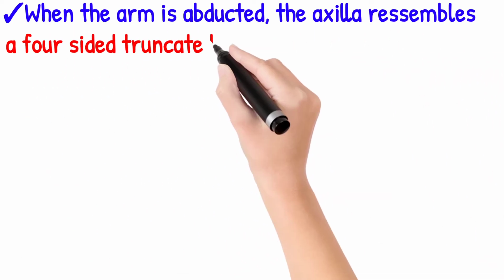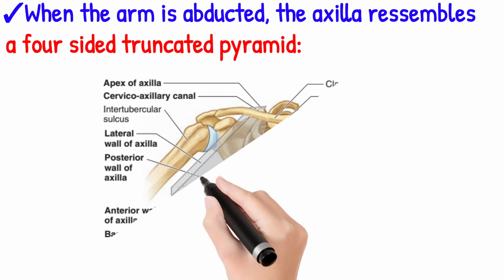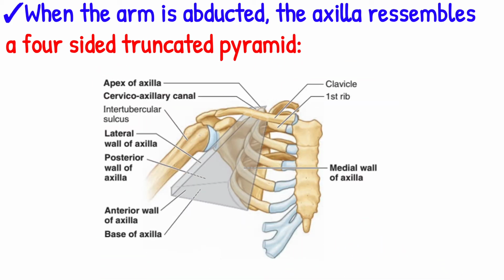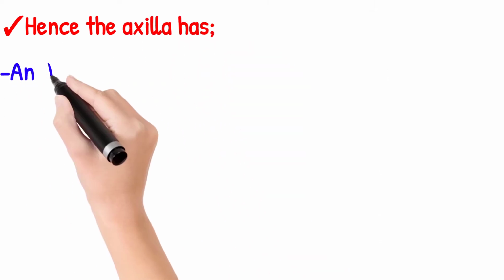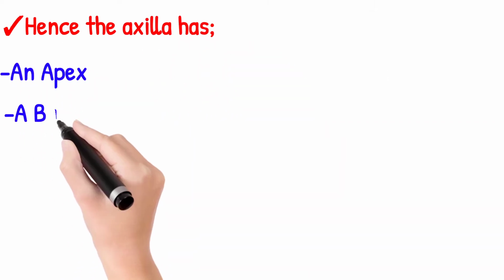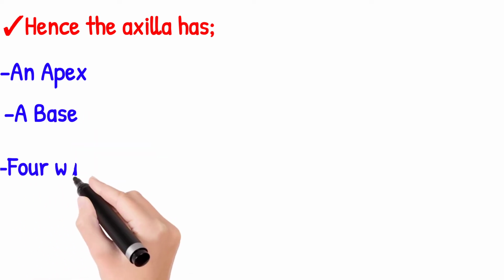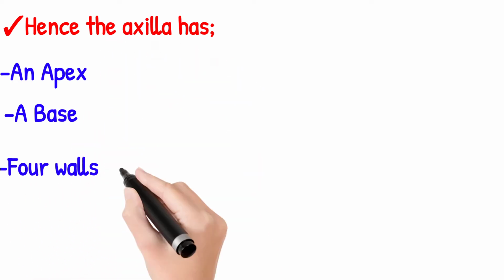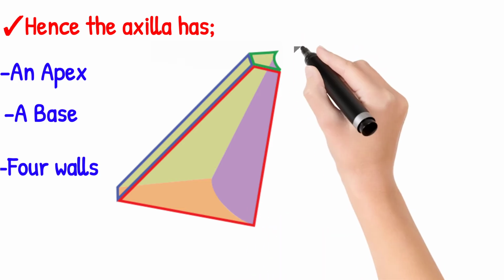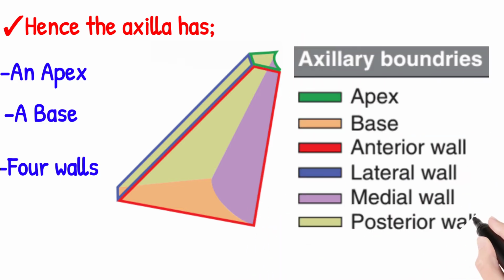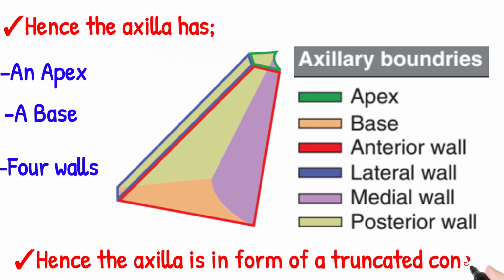When the arm is abducted, the axilla resembles a four-sided truncated pyramid. Hence, the axilla has the apex, the base, and also the four walls. And for that case, the axilla will appear in the form of a truncated cone.